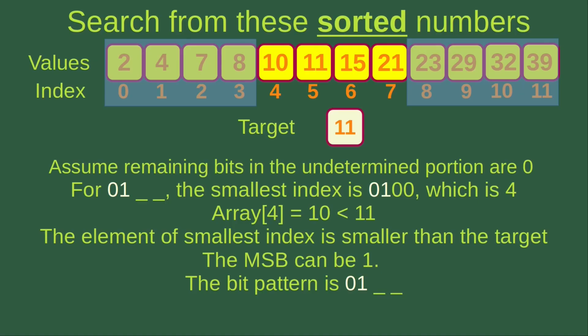So when I put this index into the array, index 4 equals 0, which is less than our target, which is 11. The element of the smallest index is actually smaller than the target. In this case, we can keep the most significant bit as 1. So we have determined the first 2 bits of the target index as 0 and 1 respectively. Here we have 2 bits yet to be determined.